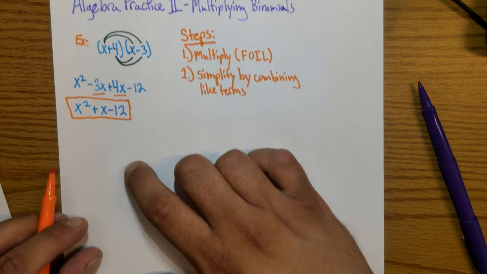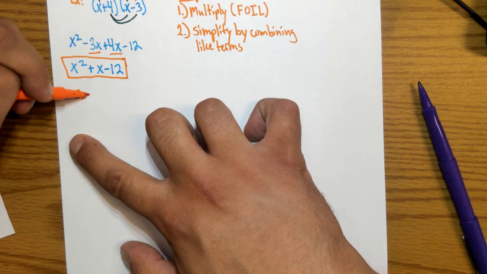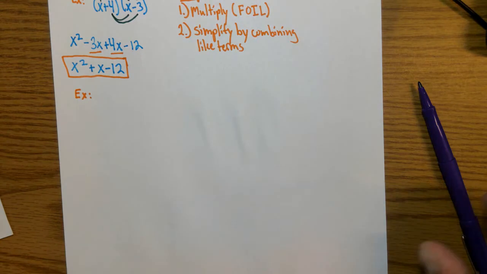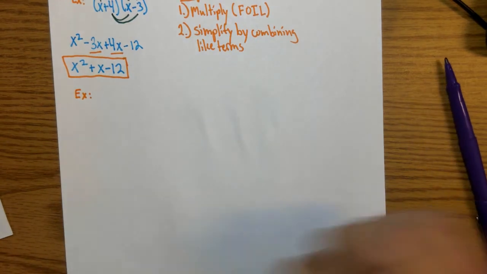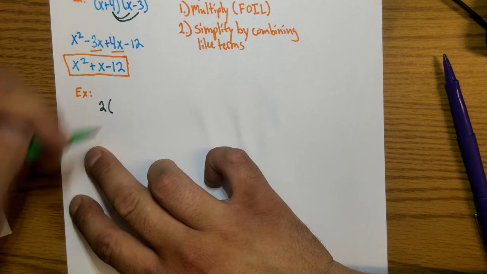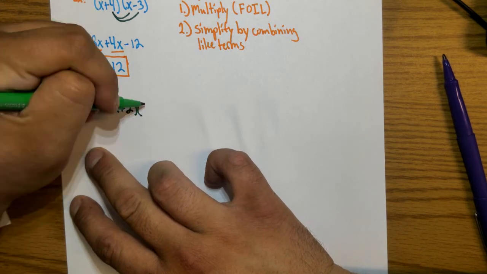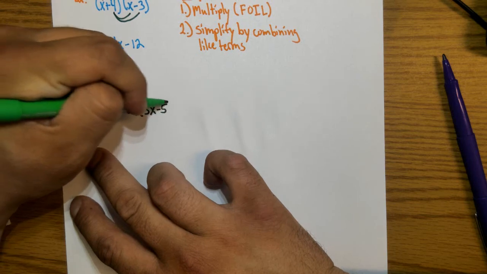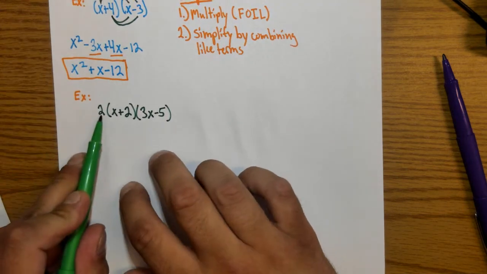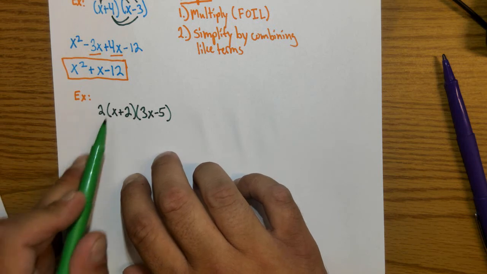Let's go on to another one. This one will be a little more challenging, but not crazy challenging. We're just going to add a component to it. Now let's say that we have something like 2 on the outside, and then we have x plus 2 times 3x minus 5. So now we're multiplying something on the outside here, if you want to be specific.